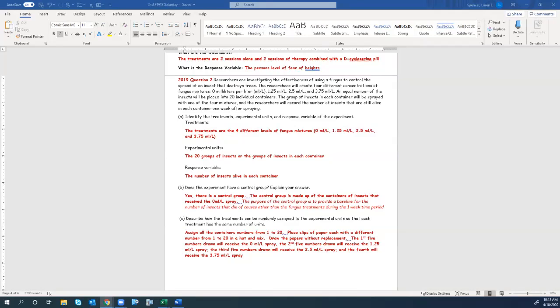So the first part said, identify the treatments, experimental units, and response variable of the experiment. And so what I came up with is the treatments are the 4 different levels of the fungus mixtures that were going to be applied. And then I listed them, the 0 milliliters, the 1.25 milliliters, the 2.5 milliliters, and the 3.75. Ms. Lamb, do you have any comment on that part?